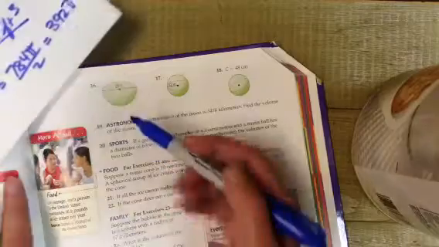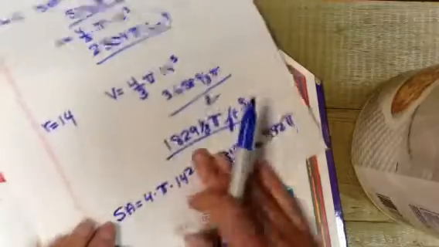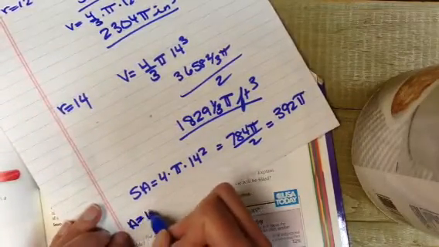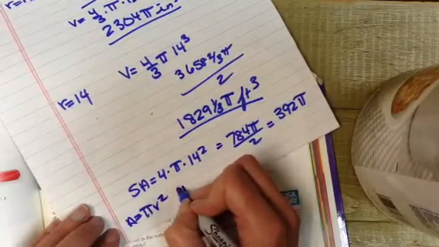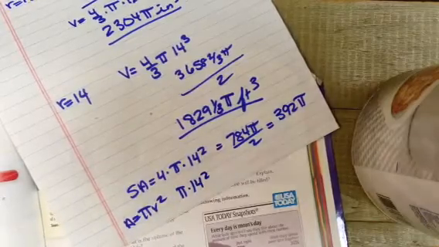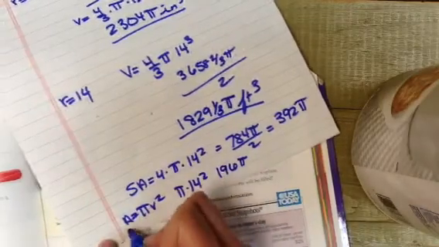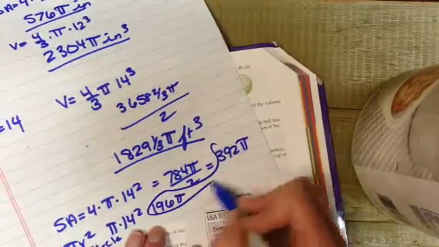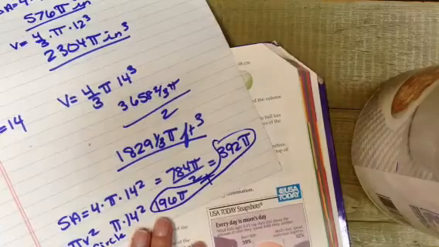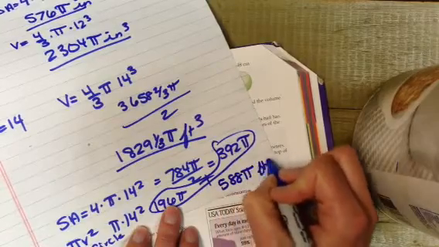So it's the same radius as the sphere. The area of a circle is pi r squared. And so our radius is 14, so we'll do pi times 14 squared, which is going to give us 196 pi. So this is for the area of the circle. And so now I can take these two and add them together. And that is going to give us 588 pi feet squared for the surface area of a hemisphere.